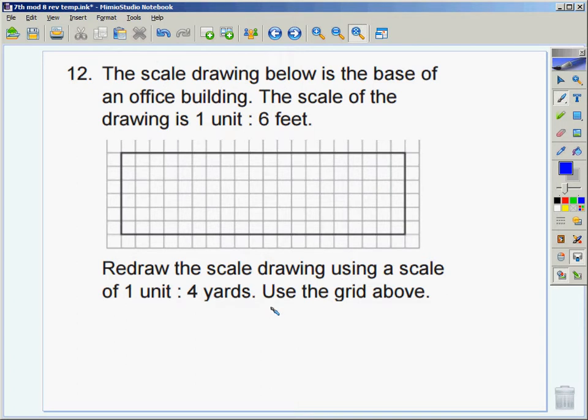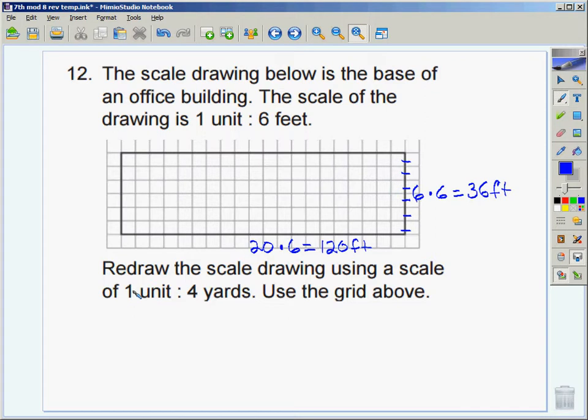Okay. Number 12. They said every 1 unit was 6 feet. This is another one where you have to kind of count and figure out how many spaces there really were. 1, 2, 3, 4, 5, 6. This was 6. I think when I counted across here, this was 20. If every 1 unit is 6 feet, then this represents, in the real world, 36 feet. 6 times the 6. This represents 120 feet.